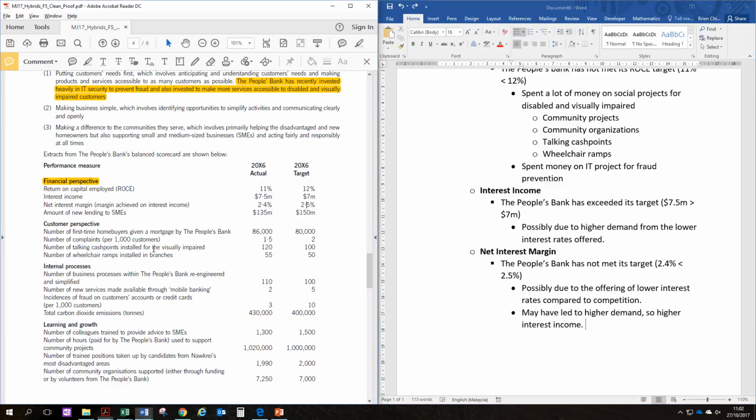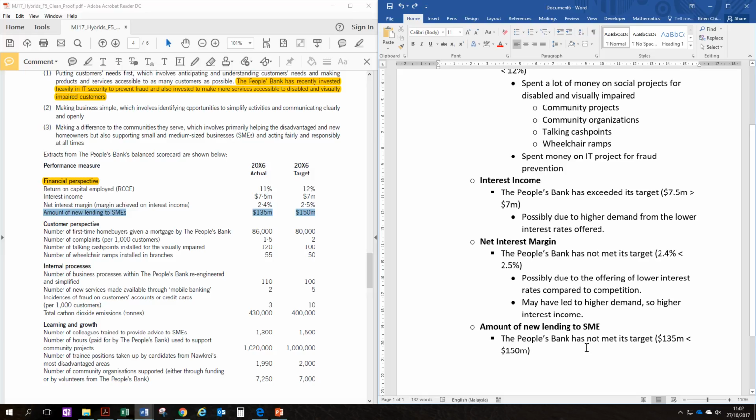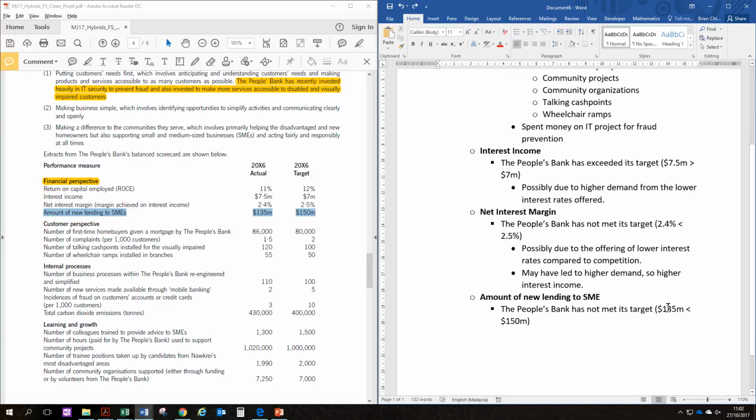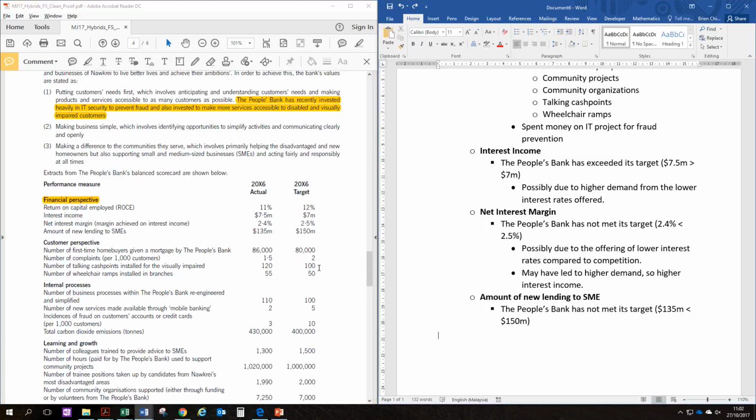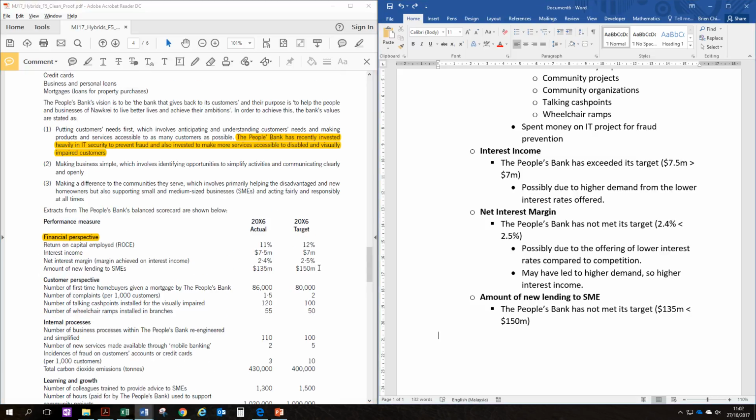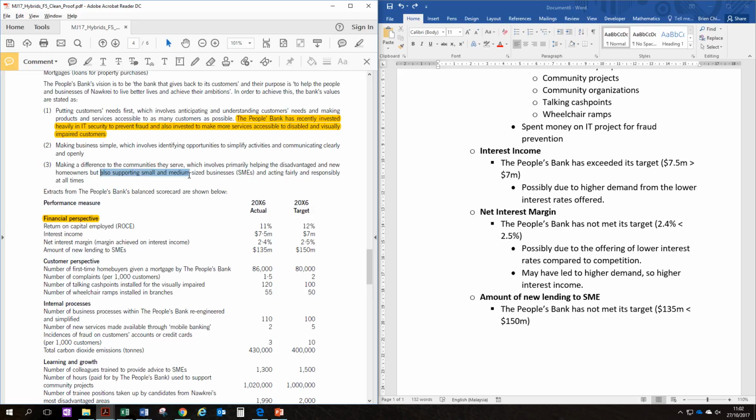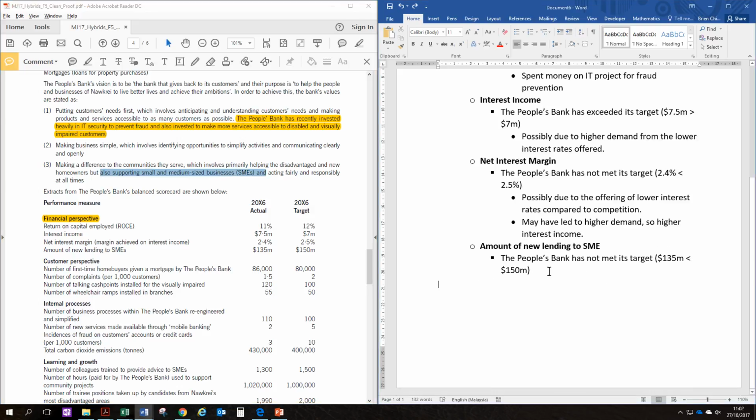The last and final KPI is the amount of new lending to SMEs. Now if you look at this, the People's Bank has not met its target. 135 million is less than 150 million. So this kind of means that they did not satisfy their vision here, or their purpose here, which is to help people and businesses of Nakre live better lives, here by supporting small and medium-sized businesses. So they have not exactly met this target.